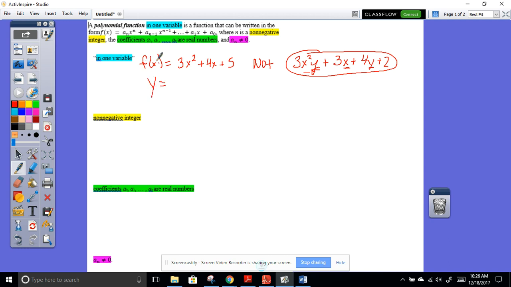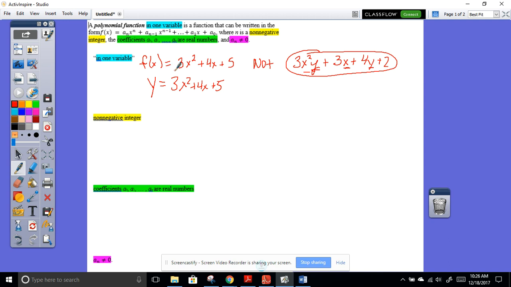Even if they write it, instead of writing f of x equals 3x squared plus 4x plus 5, as y equals, this is still considered just one variable, even though we've set it equal to y. Because we're not doing anything to y, y is simply being calculated by plugging in values for x. So since nothing's being done to it, it's not considered a variable in the function. Okay, so all they're doing right here is telling us that a polynomial function is only going to have one variable, and it most often is the x variable.